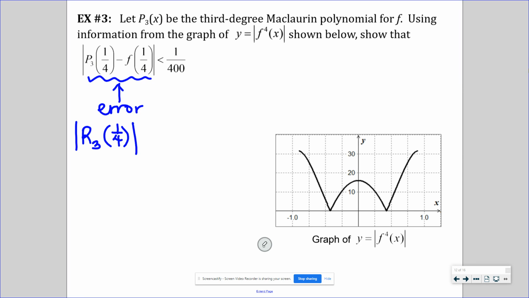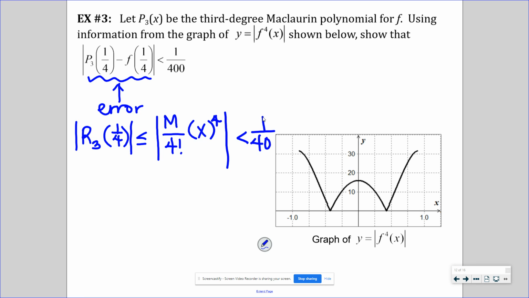So let's start with writing the rest of the formula to find this value. We're looking for the maximum value over the next term, which would be 4 factorial over x minus 4, no, goodness sake, it's a Maclaurin polynomial, so it's x minus 0, but x to the 4th power. And they want us to prove that it's less than 1 over 400. All right.